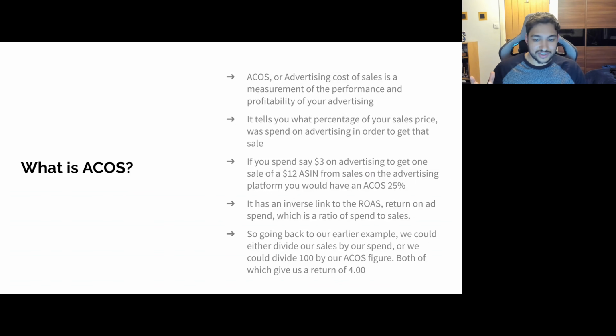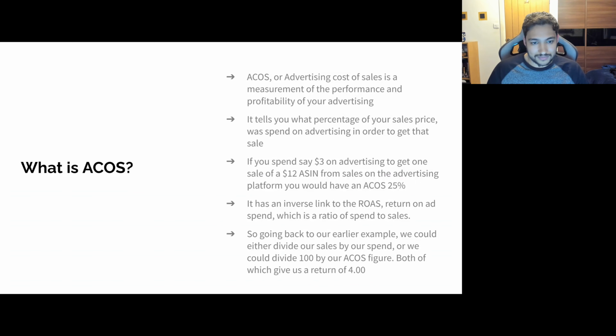Now these figures are interchangeable, but as a general rule of thumb, you tend to see ACoS more on the pay-per-click side of advertising, such as the sponsored campaigns, including brands and products, as well as some versions of sponsored display. And you see the return on ad spend figure more prominently on the CPM campaigns, such as sponsored display and DSP.